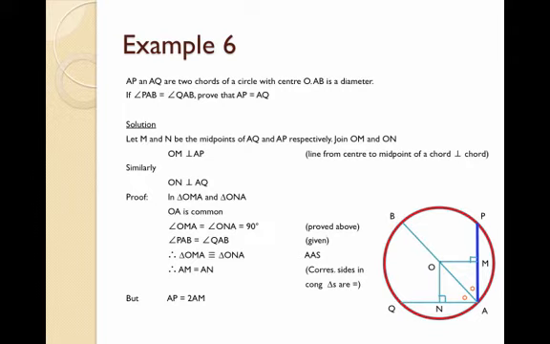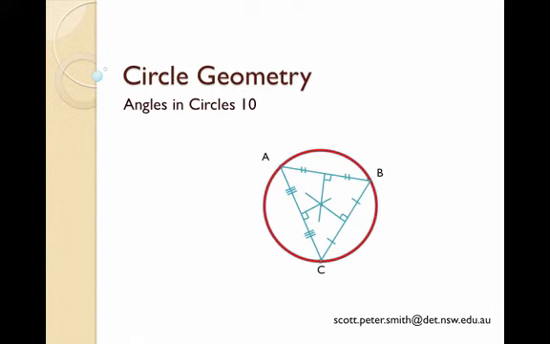But AP is equal to 2 lots of AM, as M is the midpoint, and AQ is 2 lots of AN because N is the midpoint. Therefore, AP has to equal AQ, as AM is equal to AN and the two chords are both twice these lines. Proving our question.